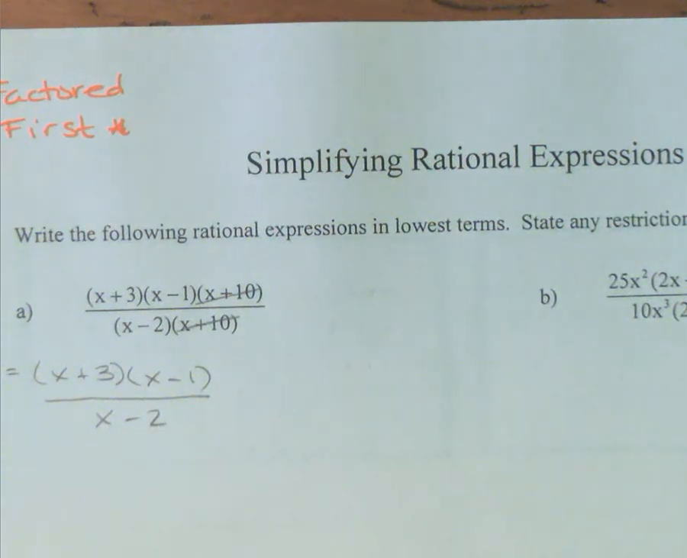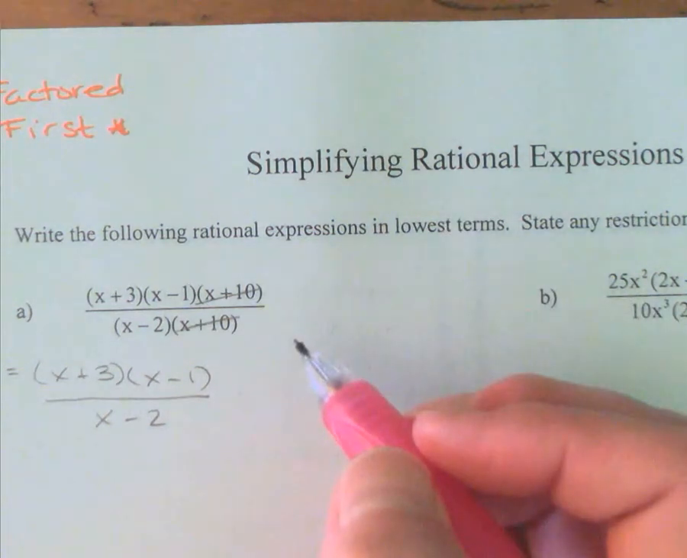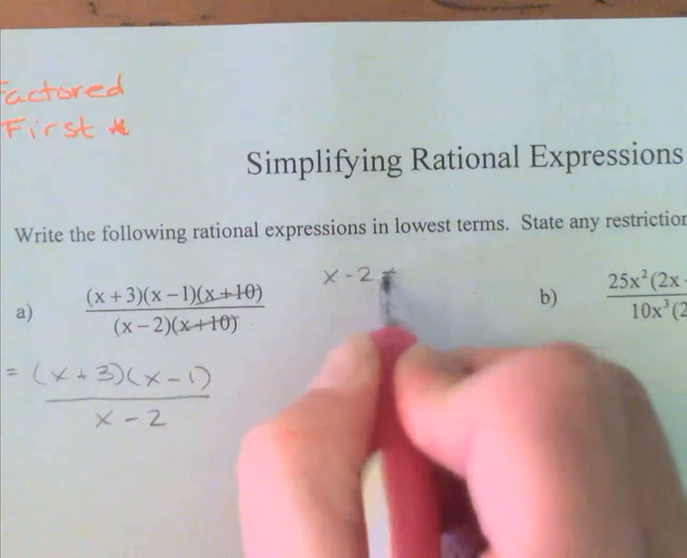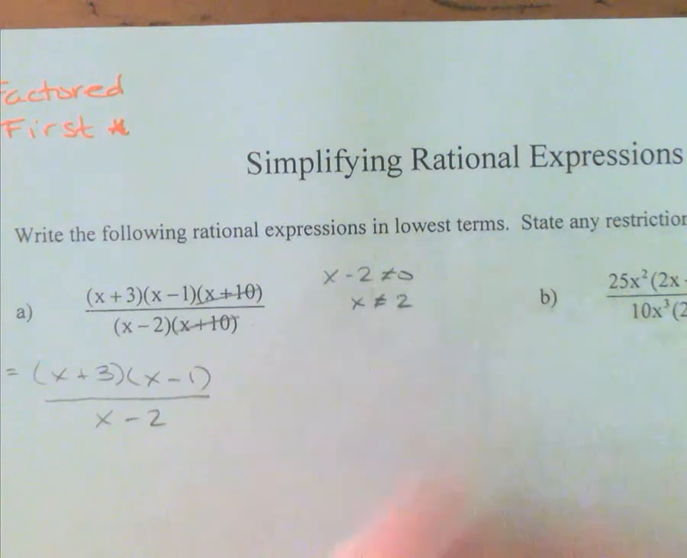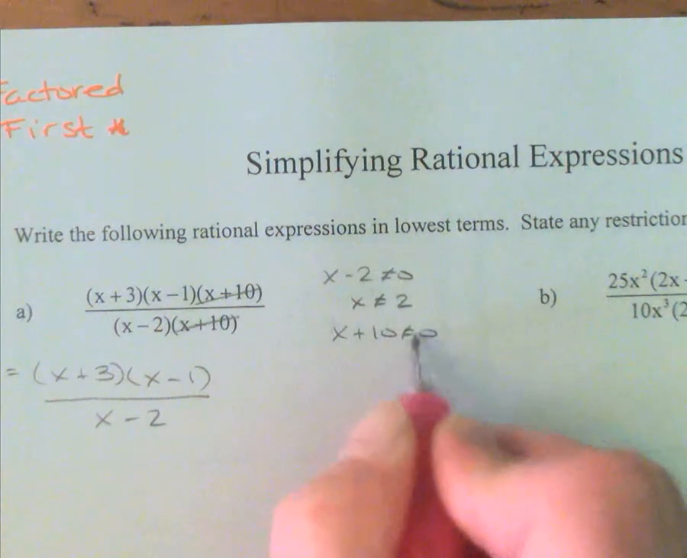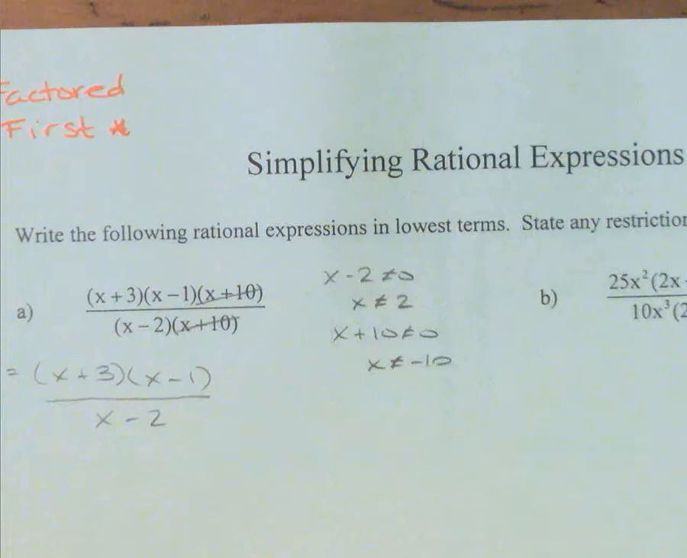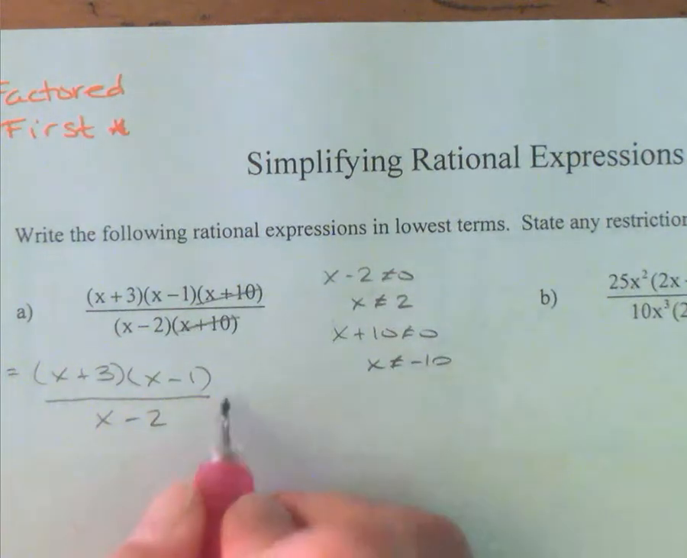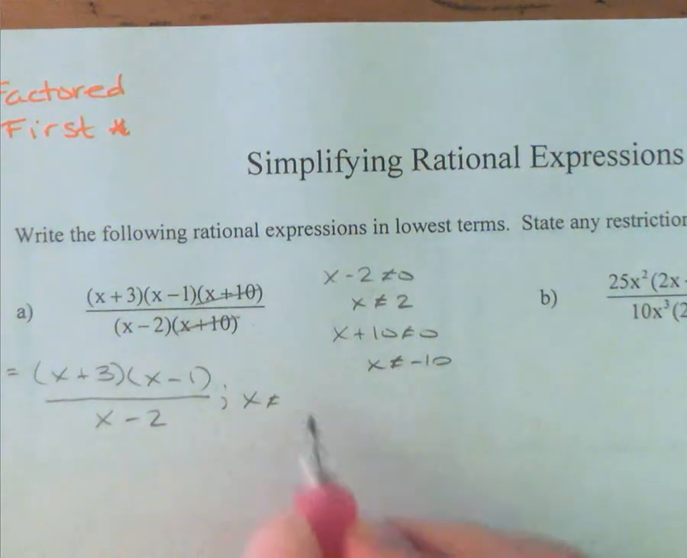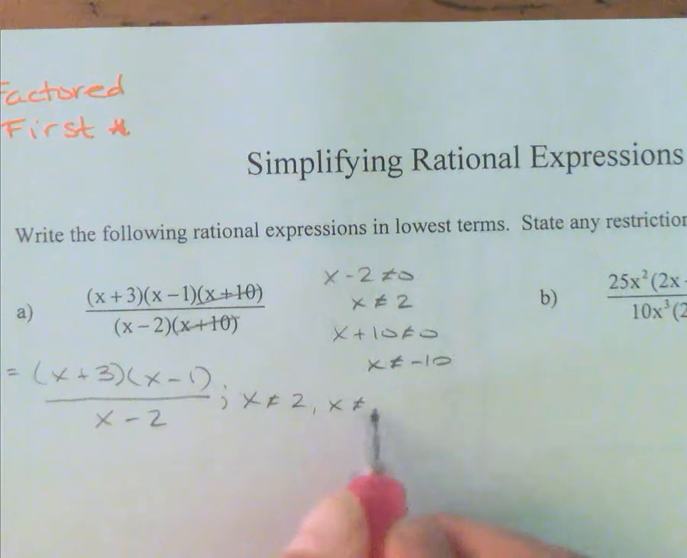And then I need to state restrictions. What would make the function undefined? It means what can x not be so that I don't divide by 0. So we always go back to the original question. I'm going to say that x minus 2 cannot equal 0, or x cannot equal 2. And then x plus 10 cannot equal 0, or x cannot equal negative 10. And then I add that into my final statement that this is the answer to the question, where x cannot equal 2 and x cannot equal negative 10.